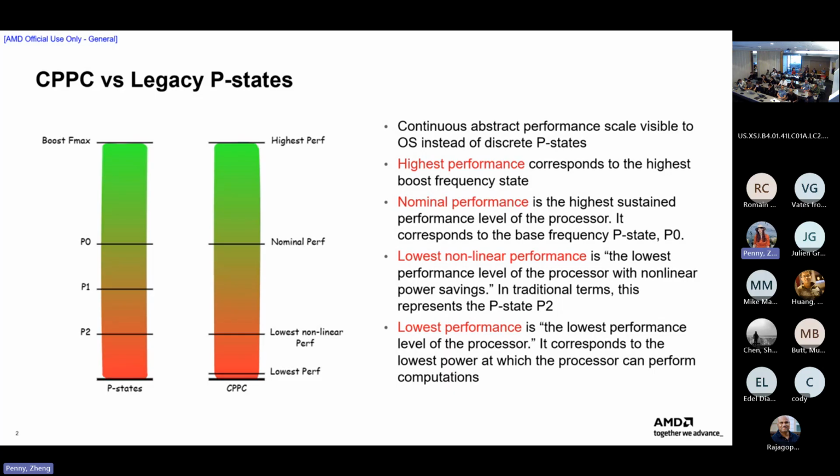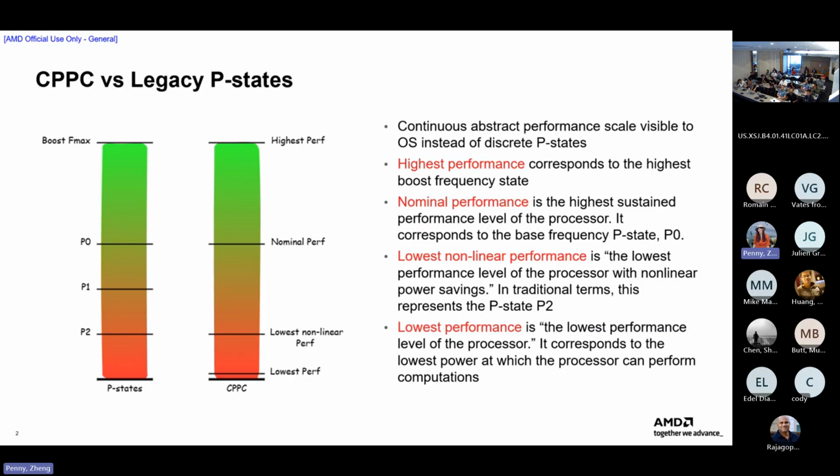Highest performance corresponds to the highest boost frequency state. It's like the legacy boost state. This state is not sustainable and can be achieved only opportunistically, depending on infrastructure constraints. Nominal performance is often referred to as the highest sustained performance level of the processor.